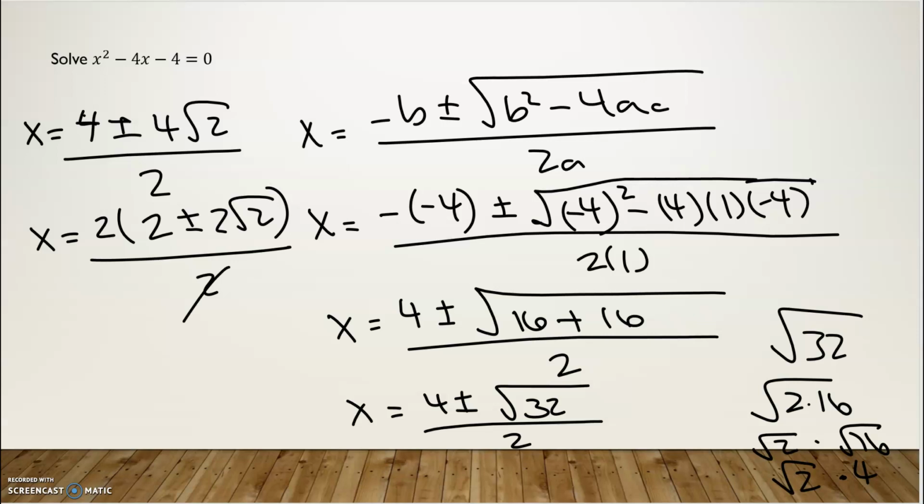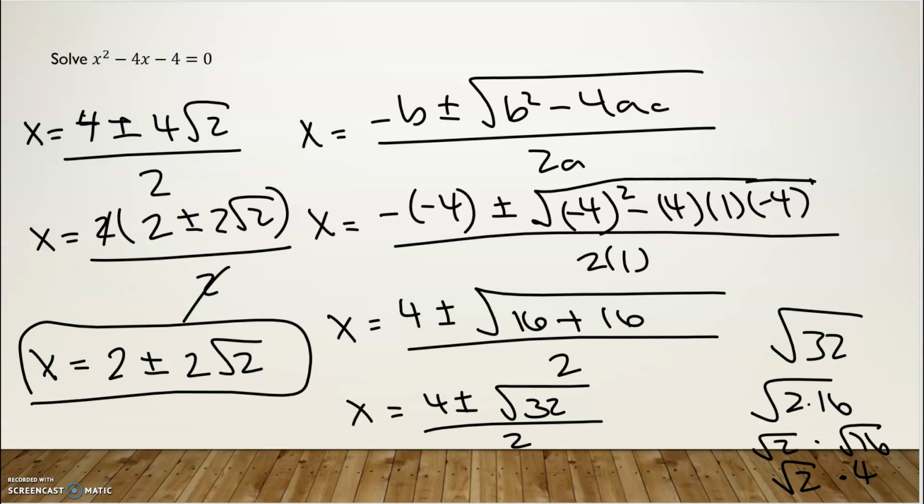A lot of 2's. These 2's will cancel, and I'm left with x is equal to 2 plus or minus 2 square root of 2. And those will be my answers. And of course, we would go back and check it in the original equation.